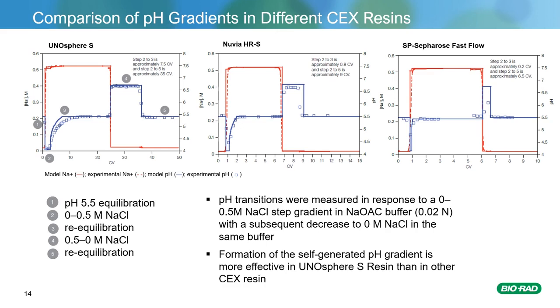In contrast, both Nuvia HRS and SP Sepharose Fast Flow have lower weak acid group content. Unosphere S took 35 CVs to return to the operating pH of 5.5 after the decrease in salt concentration, which is considerably longer than the 9 CVs for Nuvia HRS and 6.5 CVs for SP Sepharose Fast Flow. These results indicate that although most S-type resins have residual carboxyl groups and demonstrate the pH gradient effect to a certain extent, only Unosphere S has sufficient carboxyl groups to allow the formation of gradients with usable durations.